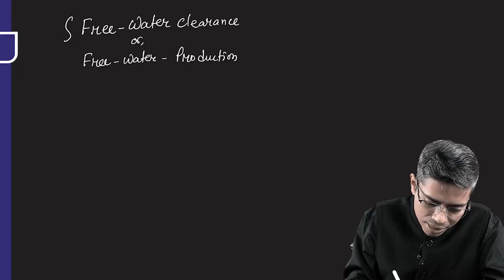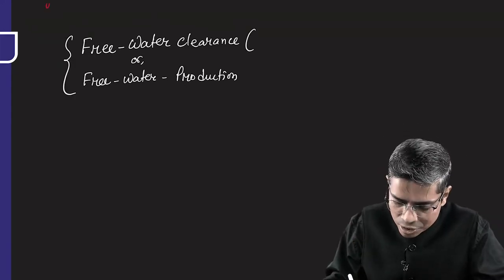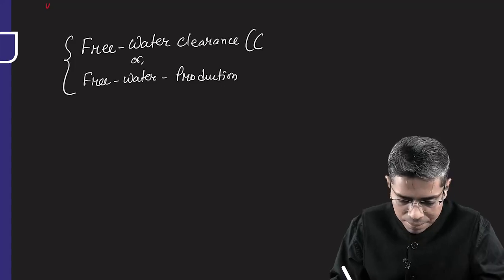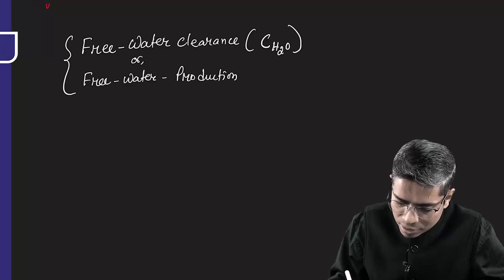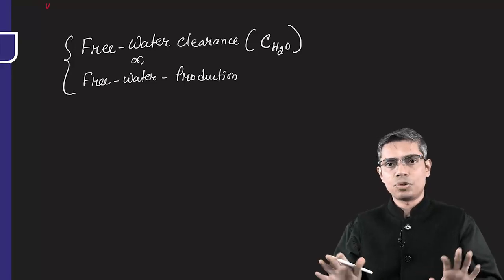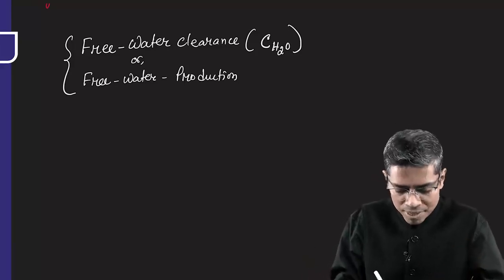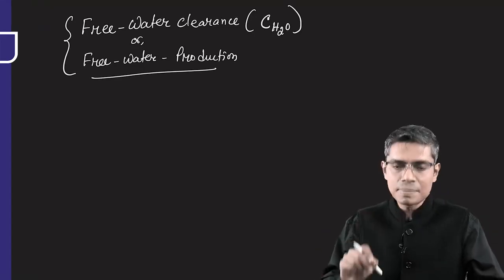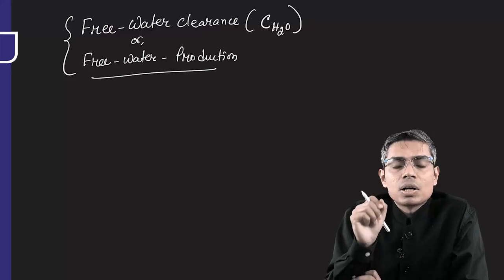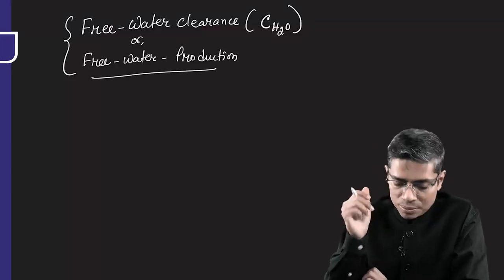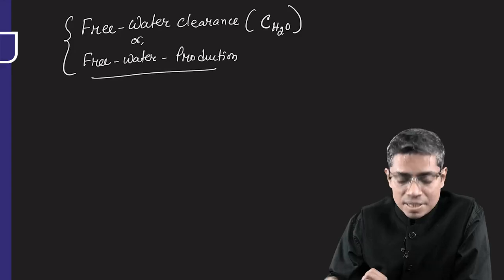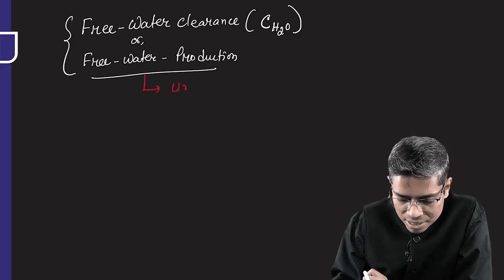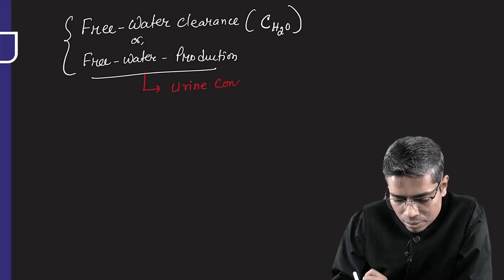Free water clearance or free water production is generally denoted by CH2O, clearance of water. Okay, what is this concept related to? The concept is related to urine concentrating ability. So if I ask you, the free water clearance concept is related to urine concentrating ability.